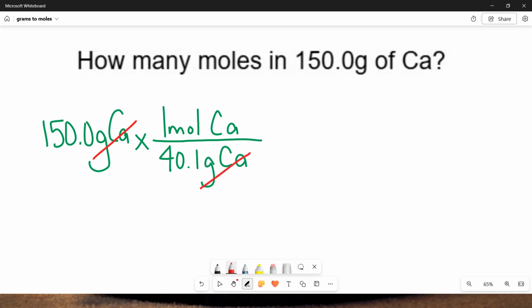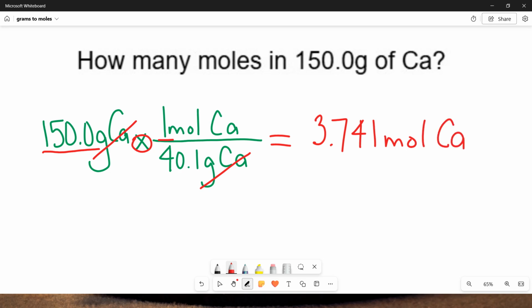Those will divide out, and our final answer will be what my calculator says, 150 times 1 divided by 40.1, and my answer is going to be 3.741 moles of calcium. And that is how we set up conversions for moles.